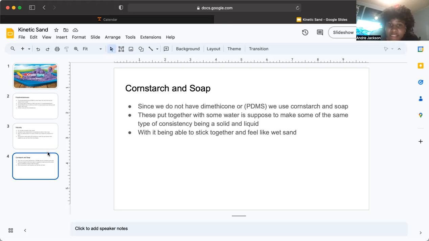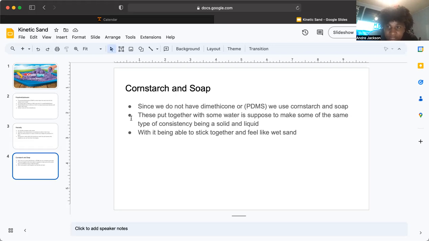Lastly, this goes over the significance of cornstarch and soap in the part that we did. Since we did not have PDMS, we used cornstarch and soap. These put together with some water is supposed to make the same type of consistency, being a solid and liquid, able to stick together and feel like wet sand. In mine I used quite a bit of both actually, which made it a really thick paste, which I'll show in the video.